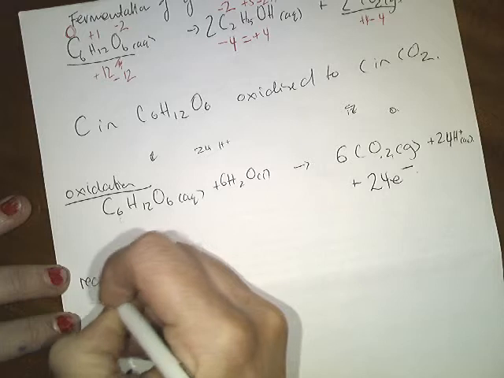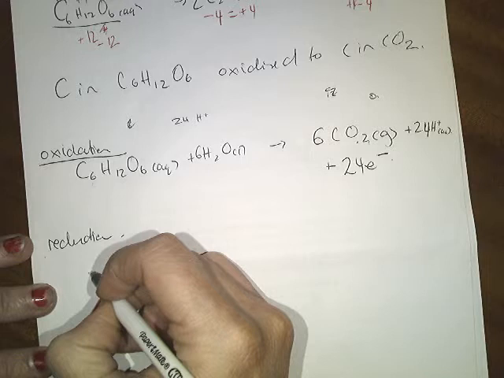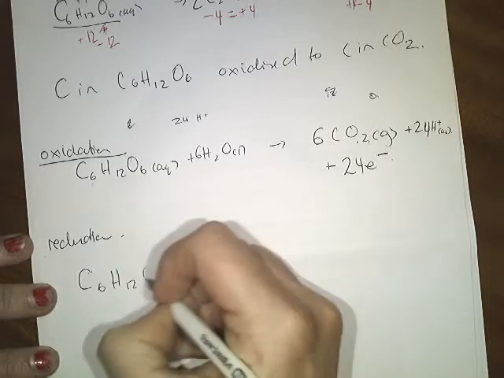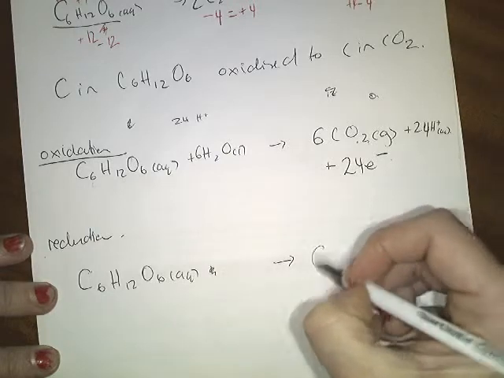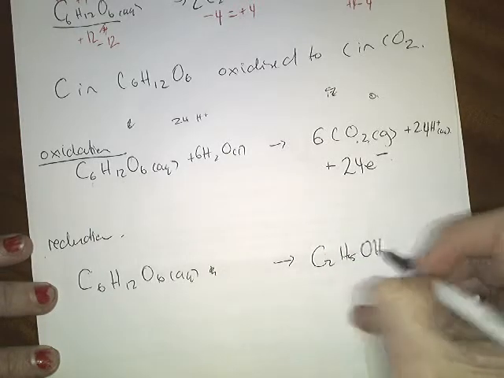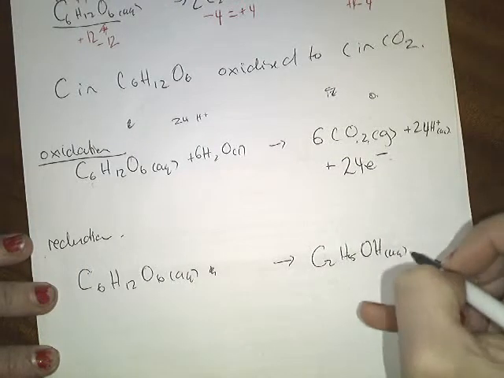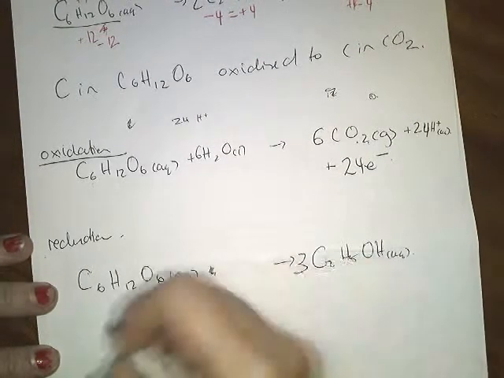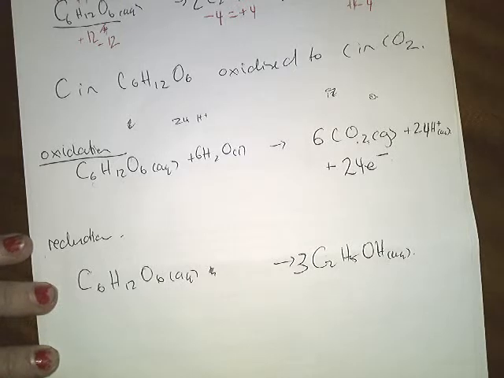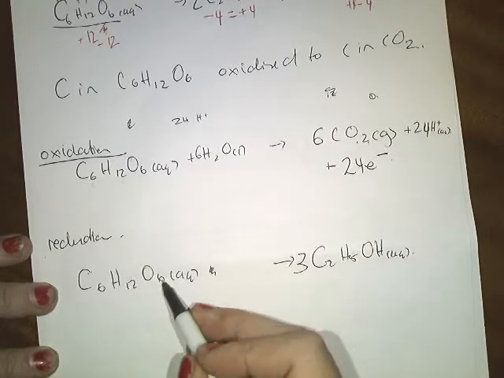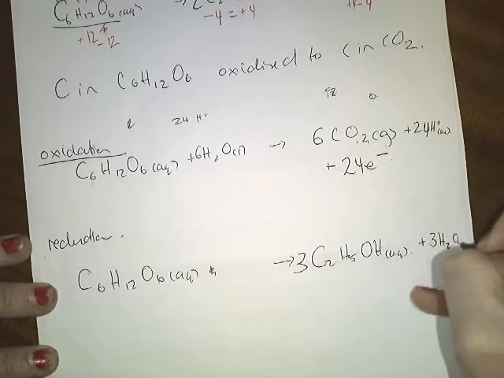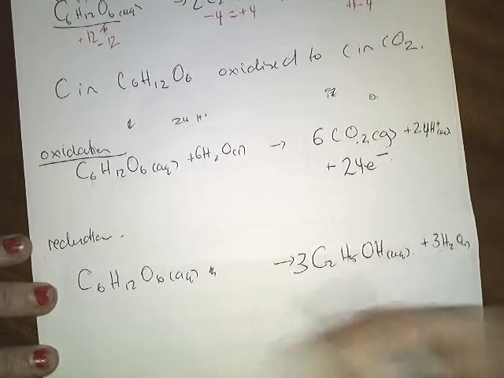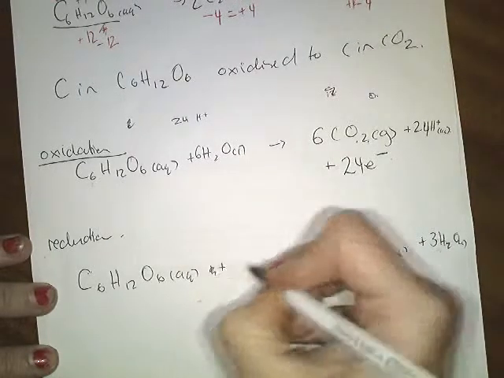Now we'll do reduction. And we need to make sure we have our other species. It produces C2H5OH, and we add a 3 here to balance for the carbons. Then we have to balance for oxygen, so 6, and we only have 3 there, so we've got to add 3 waters. Then we balance for H by adding H+.